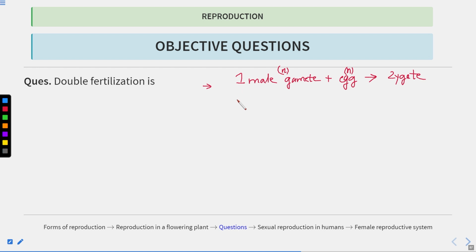Clear? And next, the second male gamete, what will it fuse with? It will fuse with the two polar nuclei, or we can say the central cell. It will fuse with the two polar nuclei, and it will form a triploid structure known as the endosperm.